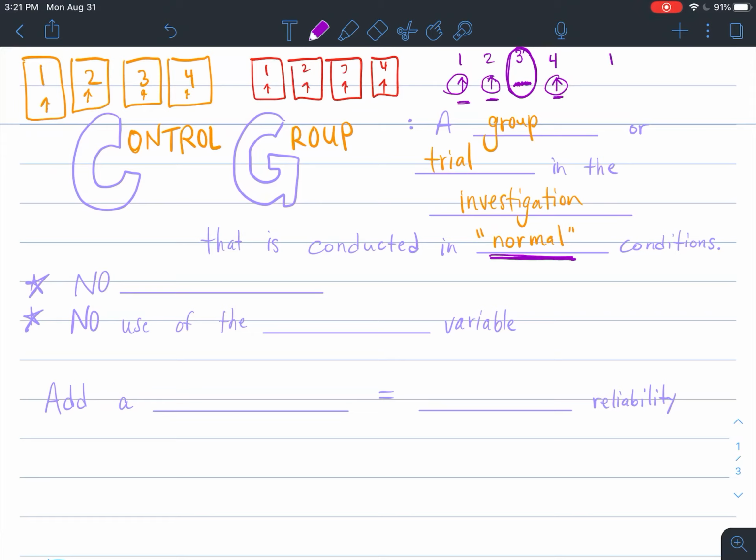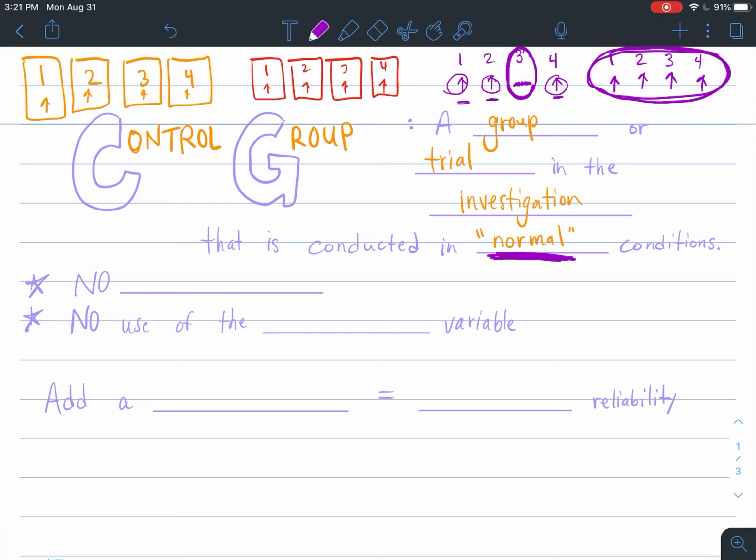If I did the same thing in first period and I said, yeah, you can have ice cream, and their scores go up. Second period, I say, yeah, you have ice cream, and the scores go up. In third period, I didn't tell them anything, but hey, their scores went up. In fourth period, I said, I'll give you ice cream, and their scores went up. Well, since the scores went up in all cases, it might not have been the ice cream that actually caused that. That's why it's so important that we use the normal conditions on one of our trial groups, so that we know that the thing that we're changing, the independent variable, is the thing that affects the results.